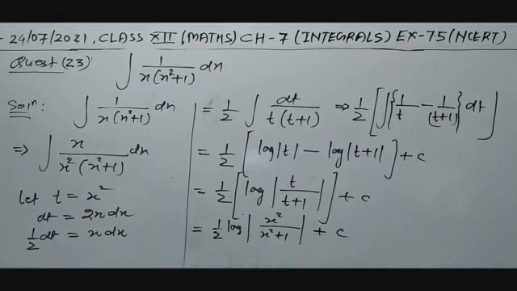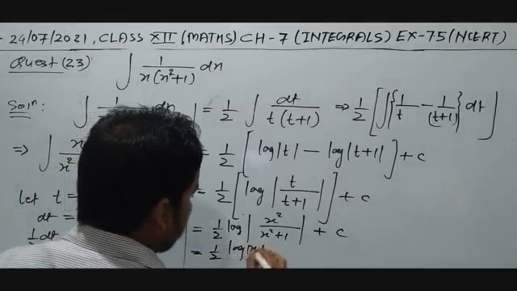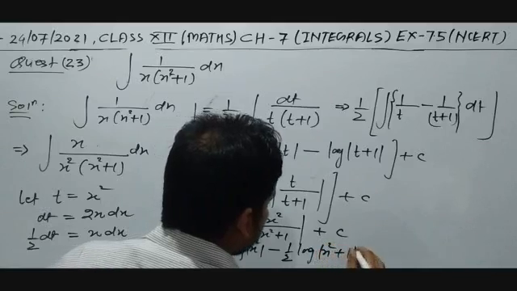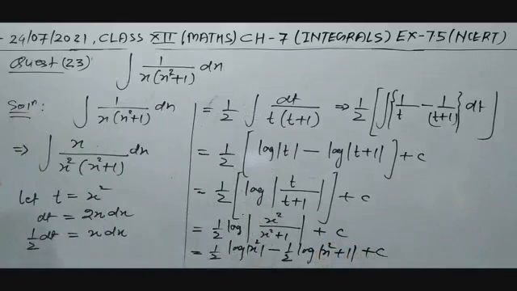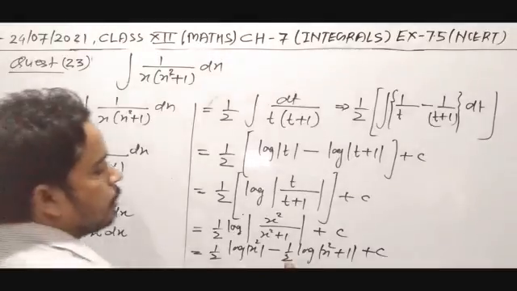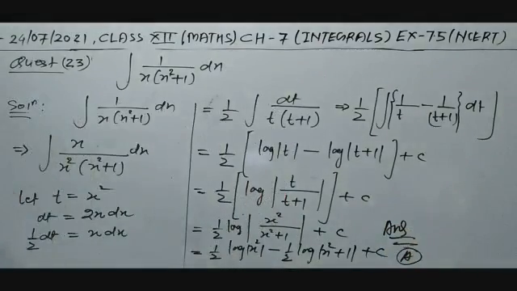Now the first part, option A will be correct. Option A is log of mod of x minus 1 by 2 log of x square plus 1 plus c. Now you can write 1 by 2 log of mod of x square minus 1 by 2 log of mod of x square plus 1 plus c, and you know the log m to the power n formula, n log m. The 2 will cancel out, so the result will be log of x minus 1 by 2 log of x square plus 1 plus c. Now this is the answer. Option A is correct. Now question number 23 is completed, and also exercise 7.5 is completed.